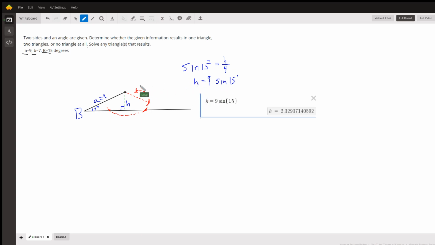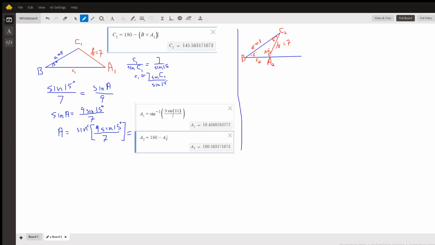If 7, or the length of b, is bigger than h but less than 9, we will have two triangles. Because if you picture this red dashed line on a hinge, since it's longer than h, it will hit here. But since it's less than 9, it won't be out in here. It'll hit again. So we have two triangles. Okay, and here's what those two triangles look like.